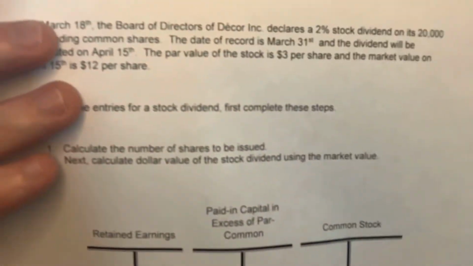If you do these steps in order, they're not too difficult. But when you read these problems, you first have to recognize it as a stock dividend problem and then do a couple of calculations before you get to the debits and credits here. So let's take a look at this example.